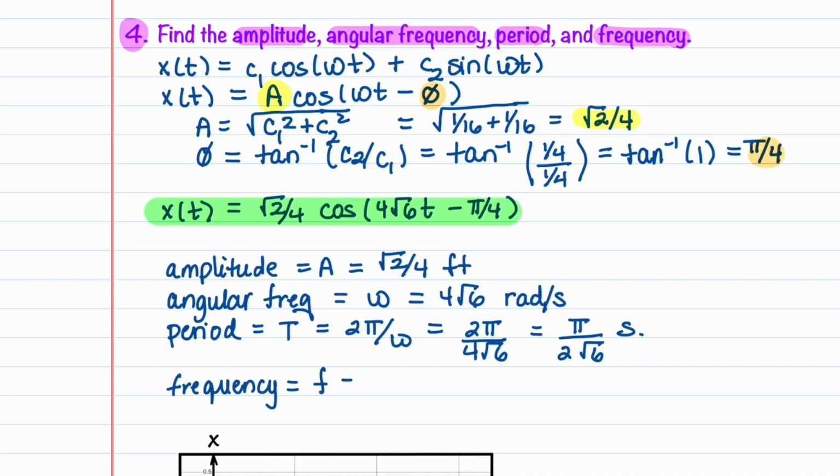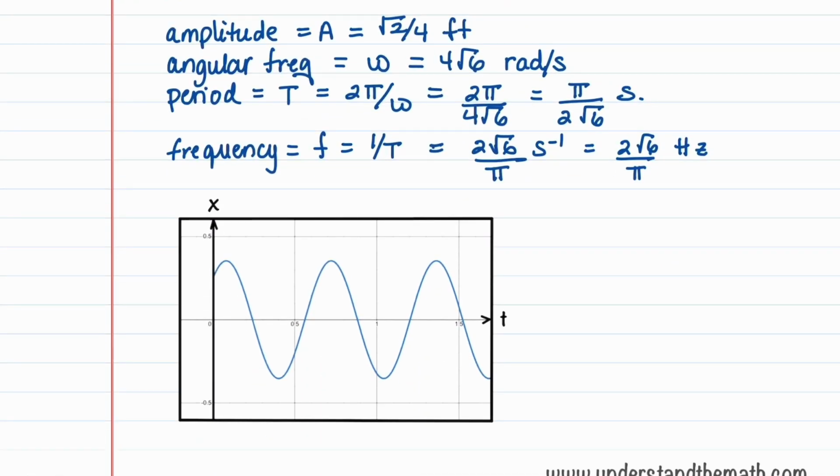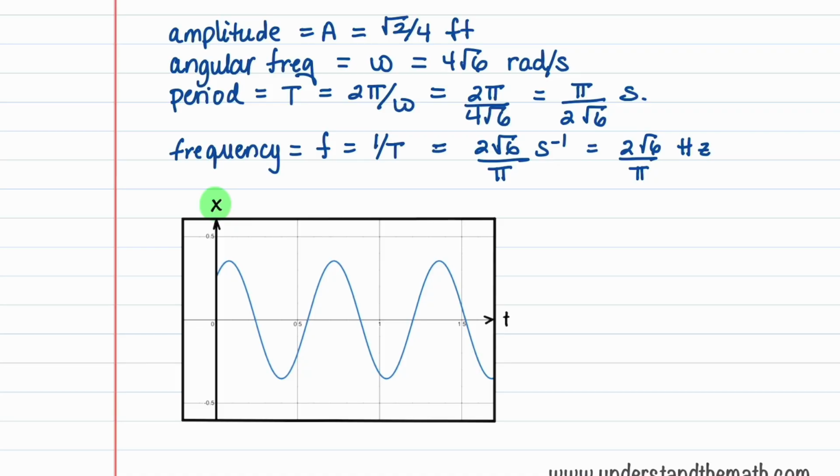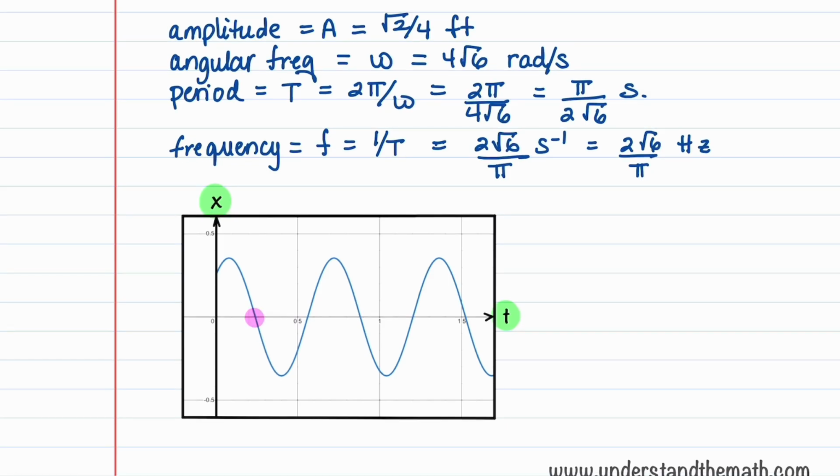That is little f, and it's just equal to 1 divided by the period. So this is 2 root 6 over pi inverse seconds, and this is often written as 2 root 6 over pi hertz. Now let's look at the graph of x of t so that we can see how the mass is moving. This coordinate is x, and this coordinate is t. When x is equal to 0, it is at the equilibrium position, and that occurs at this time, this time, this time, this time, and that pattern continues.